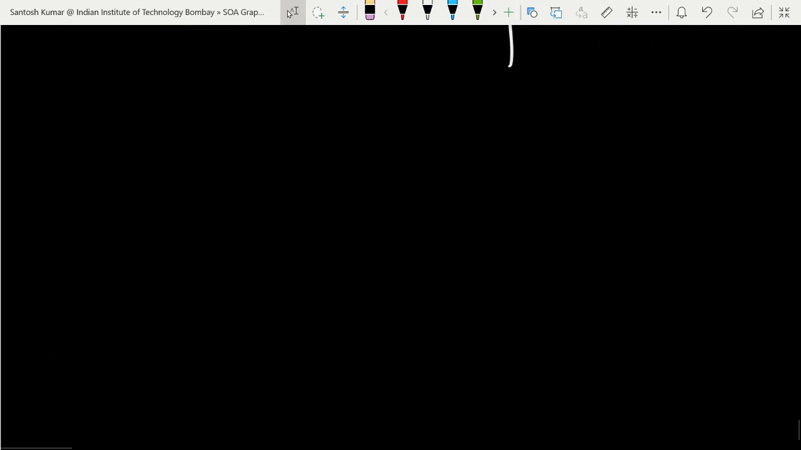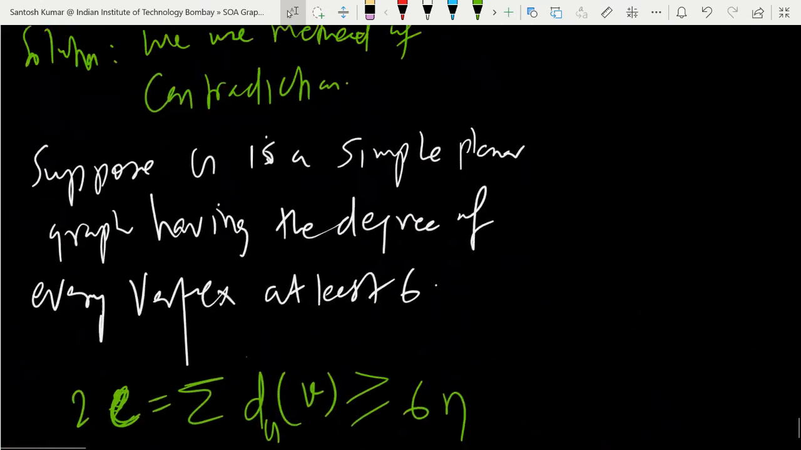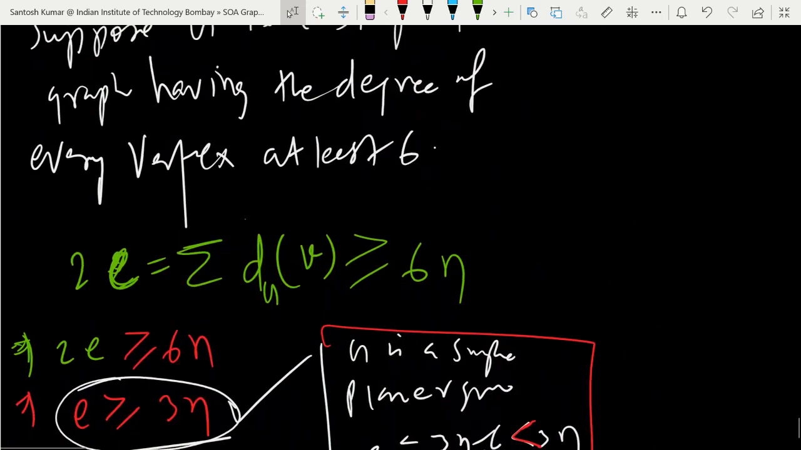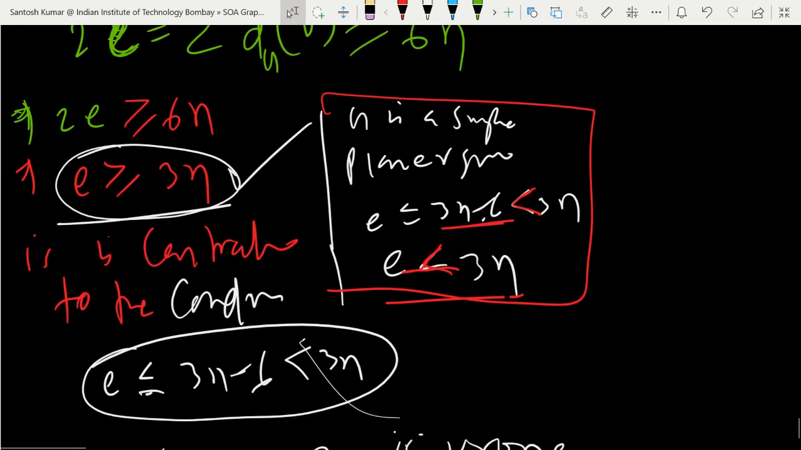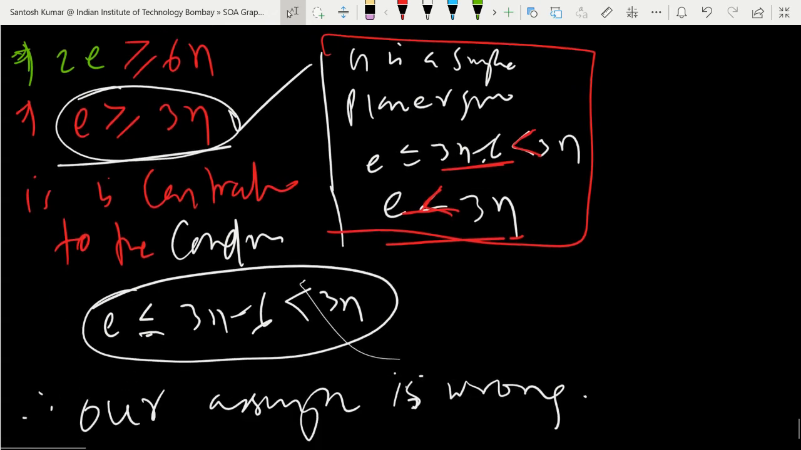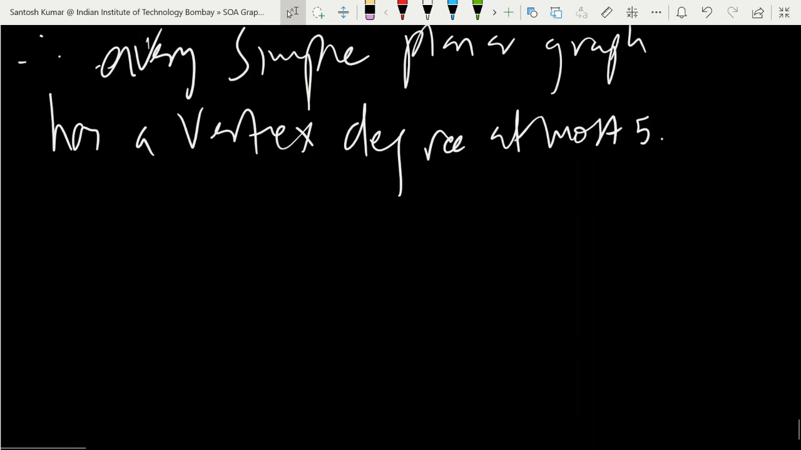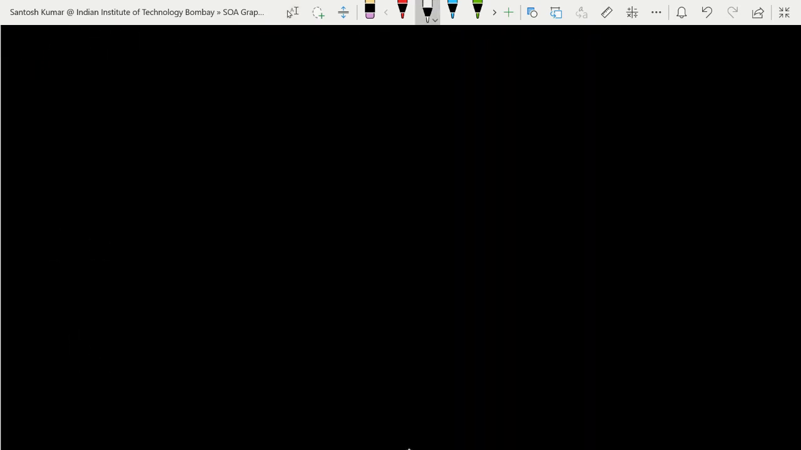So we use the method of contradiction. If you have doubt, you can ask. Just assume that each vertex has degree at least 6. Then using the degree sum formula, we get 2e is more than or equal to 6n, which means e is more than or equal to 3n, and that is a contradiction to the fact that e should be less than or equal to 3n minus 6. So that's why our assumption was wrong.